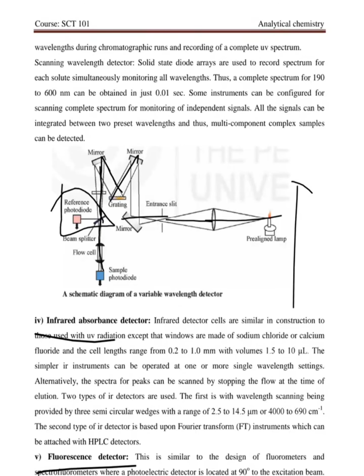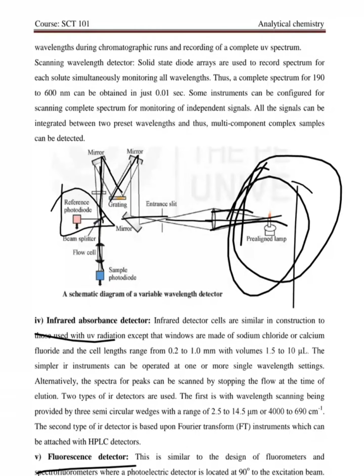Here it is similar to the design of a fluorometer, where instruments are based upon a xenon source. This source lamp will be a xenon lamp, or employ a grating monochromator to isolate the fluorescence radiation. Here we are going to use a xenon lamp for the detection of fluorescence.